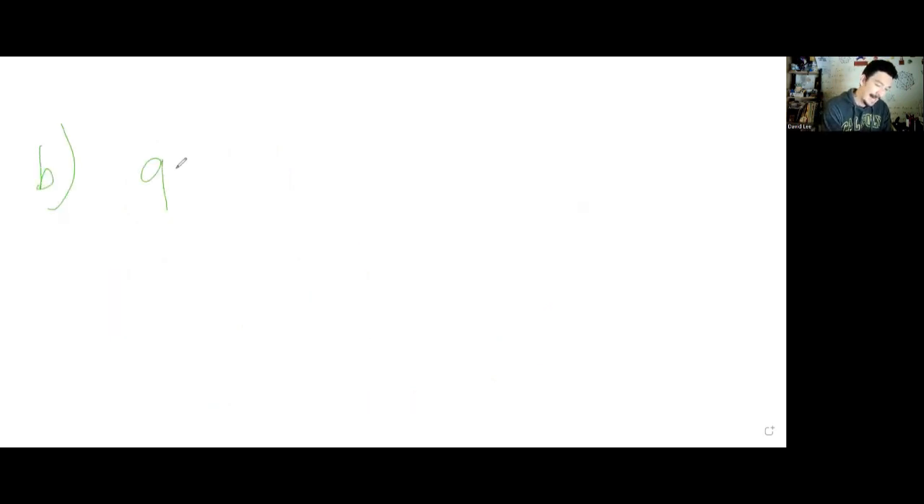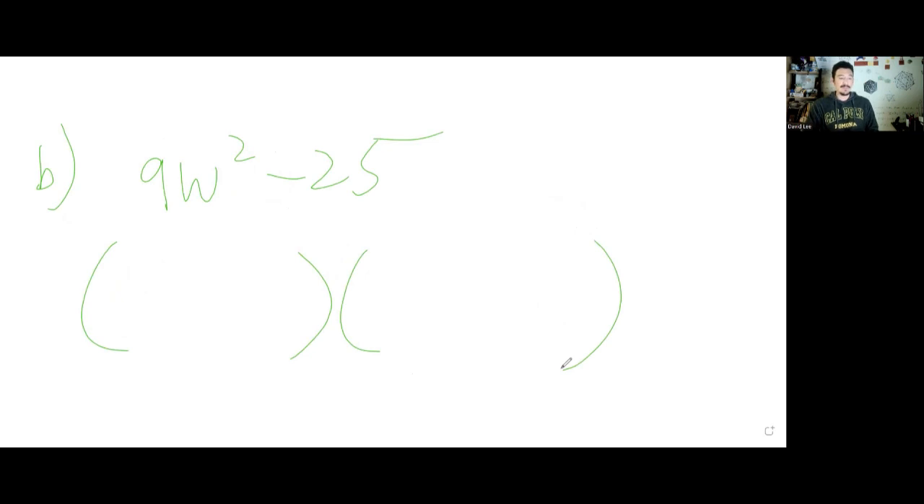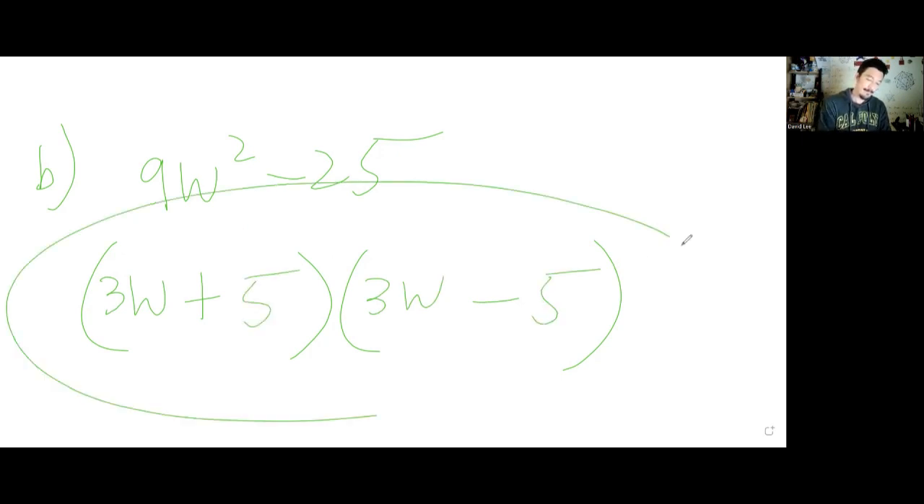What if we have 9w squared minus 25? This is a difference of squares. One positive, one negative. What is the square root of 9w squared? 3w. And the square root of 25? Done.